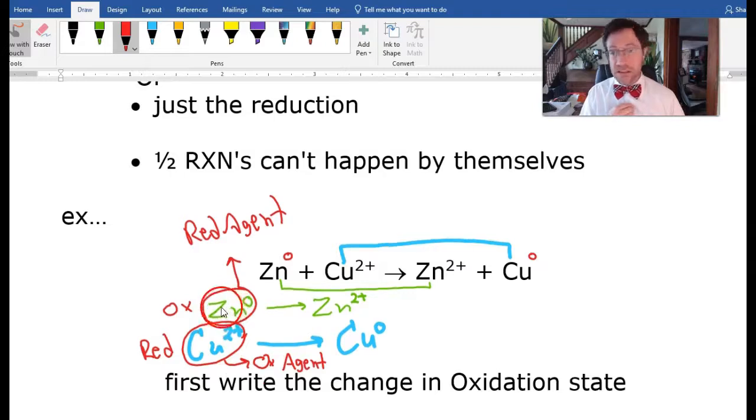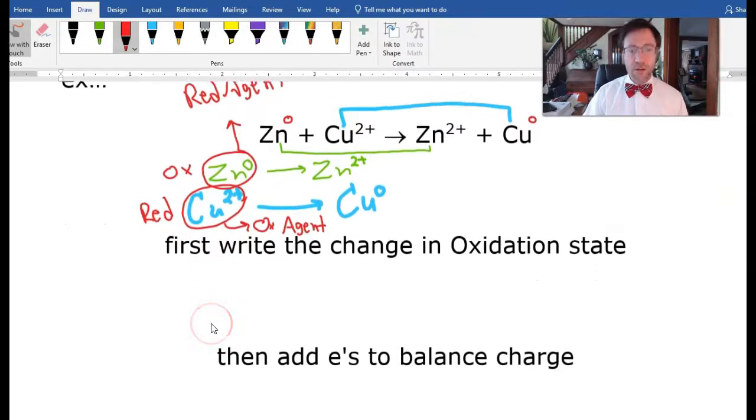Right? Because the thing goes like this. Zinc was oxidized. Who is zinc oxidized by? Zinc was oxidized by copper 2 plus. That makes copper 2 plus the oxidizing agent. Right? Same thing, only different with the other. All right, okay, moving on.